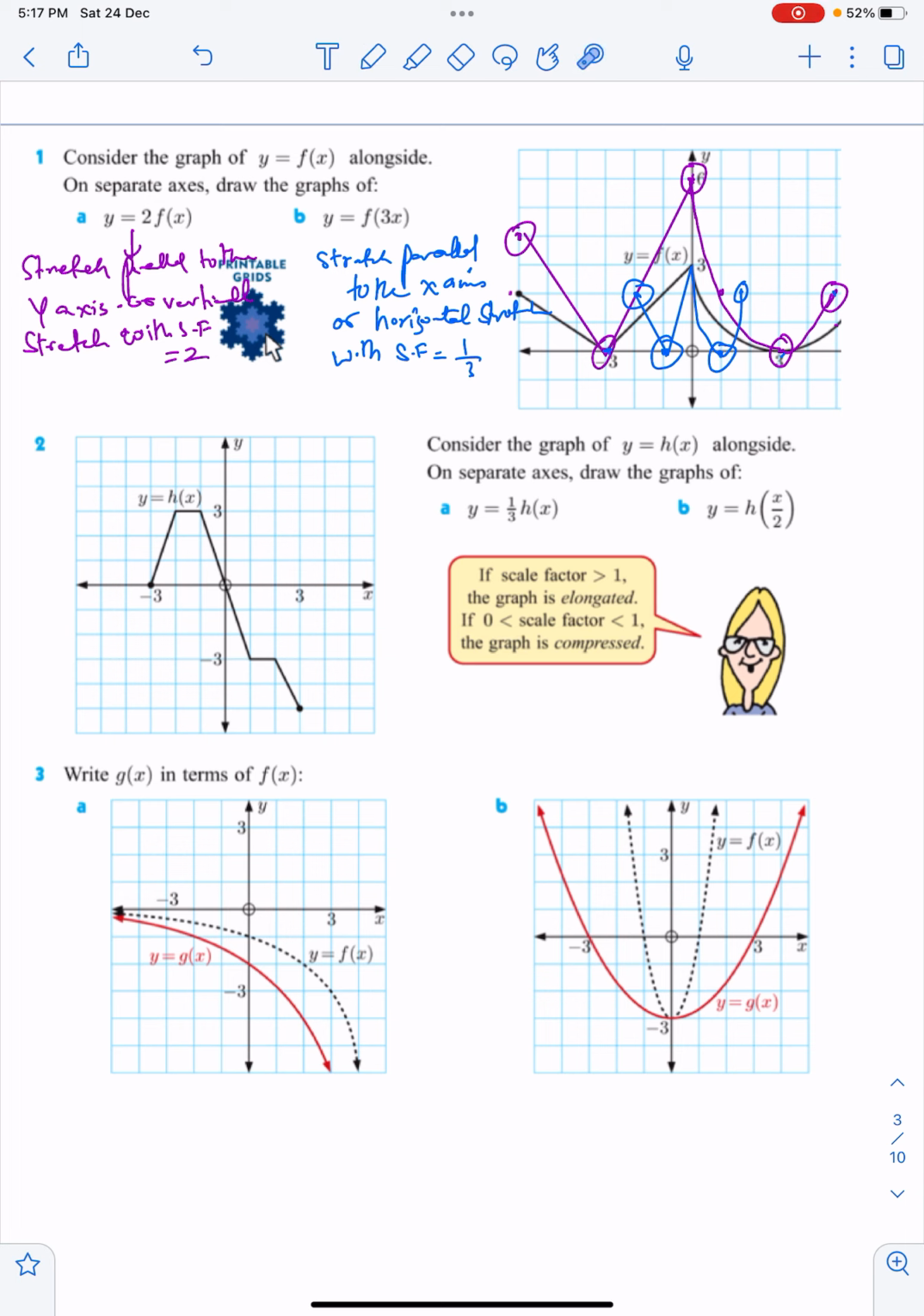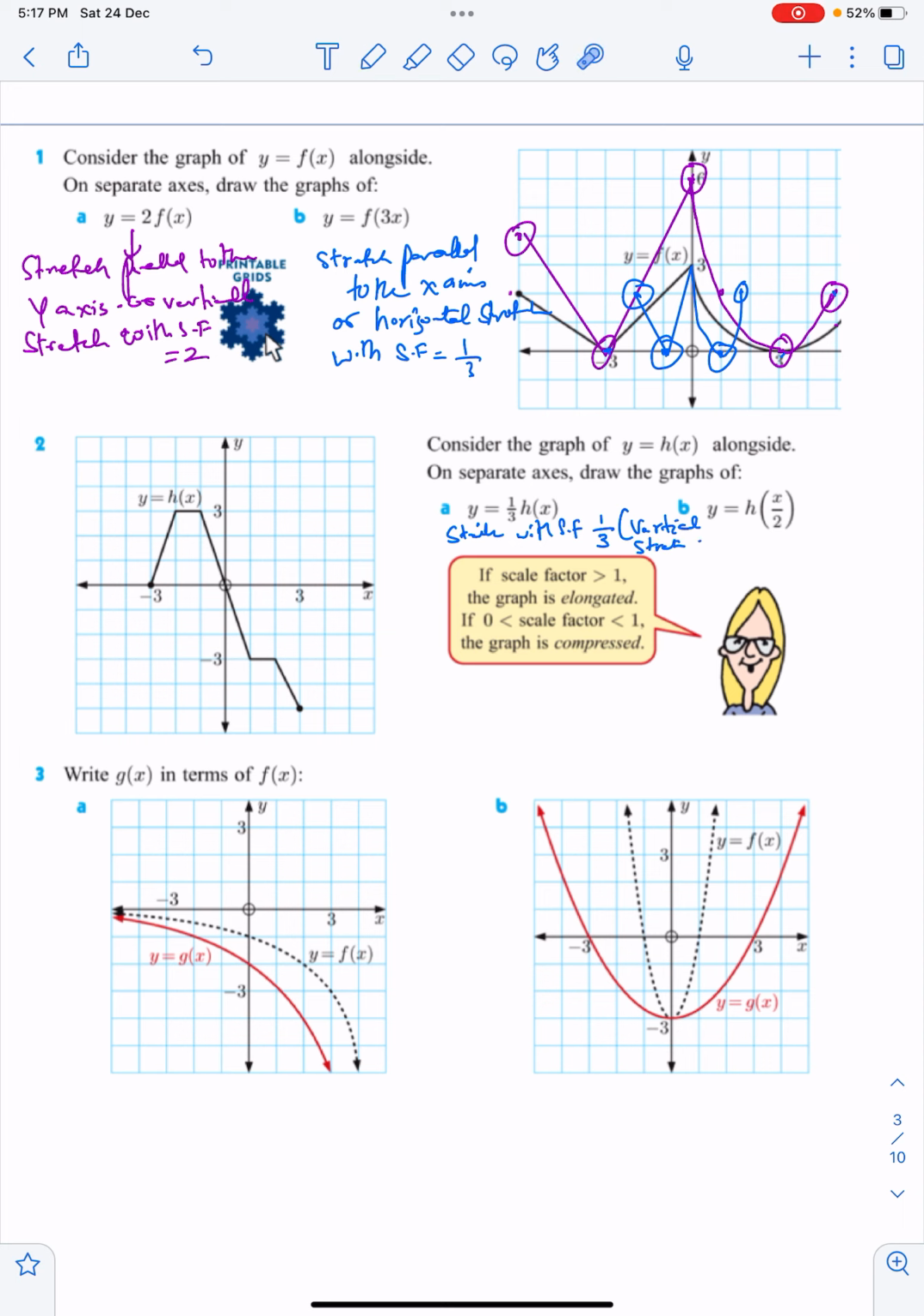Okay, doing question number 2 right now. It says consider graph of y equals h of x alongside. On separate axis, draw the graph of 1/3 of h of x. This is a stretch with stretch factor 1/3. Okay, and this is a vertical stretch. So I am just using vertical stretch, meaning it's parallel to the y-axis.